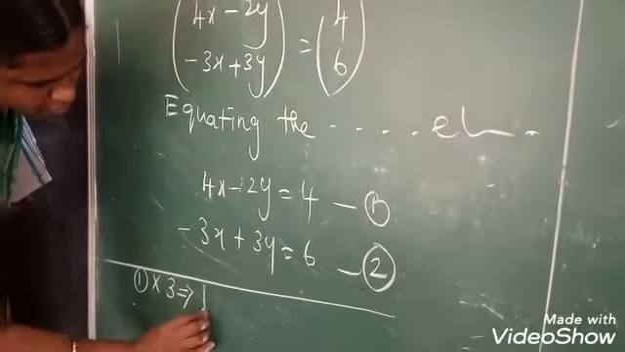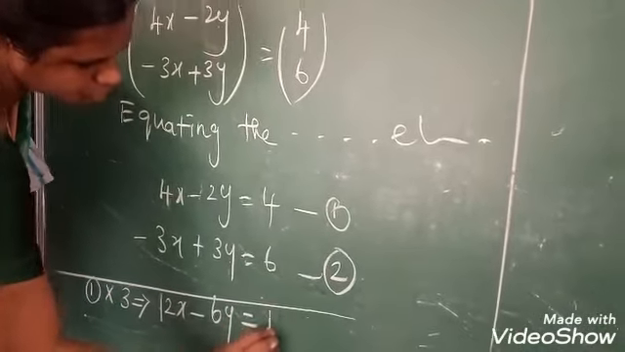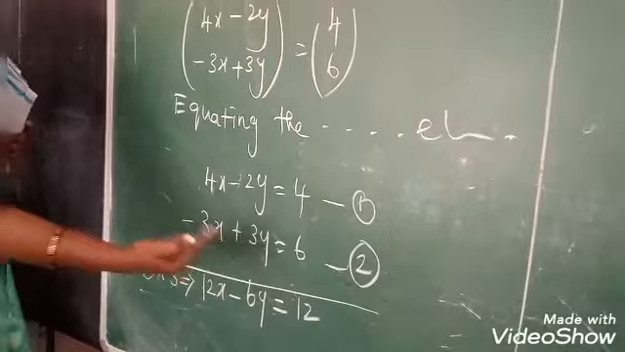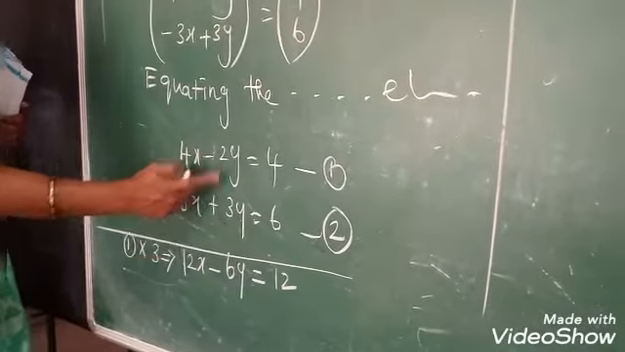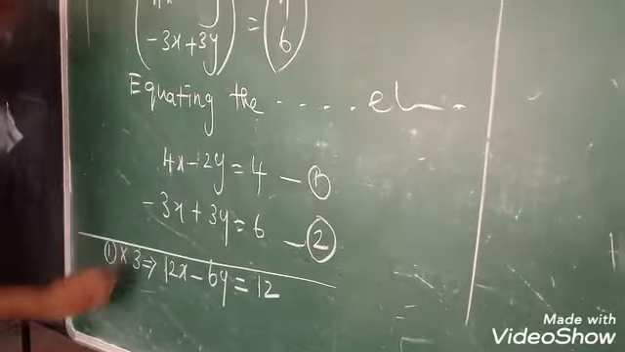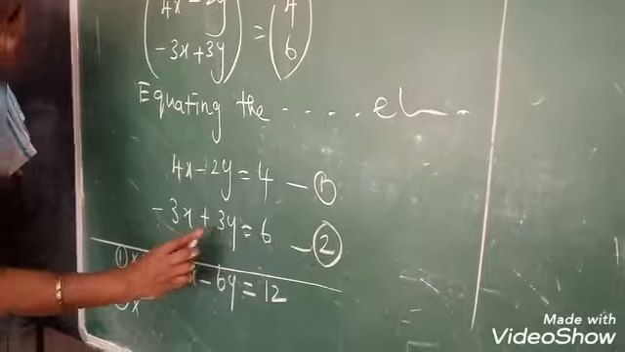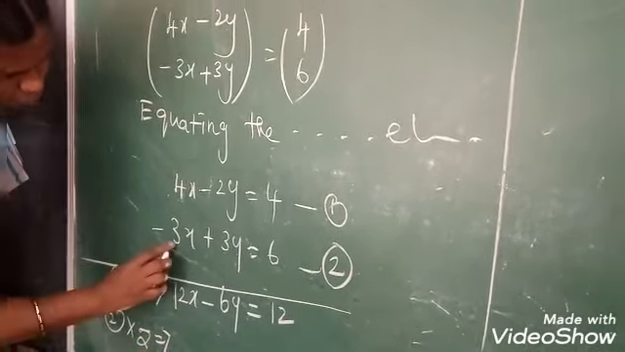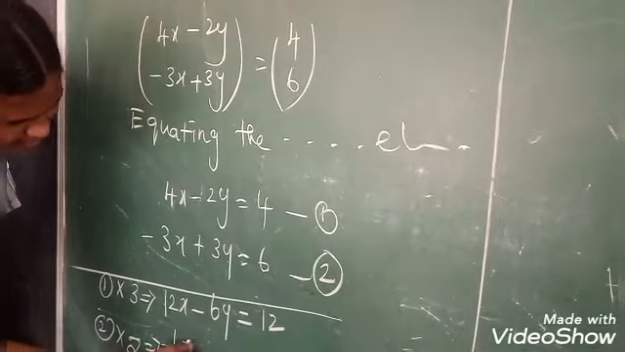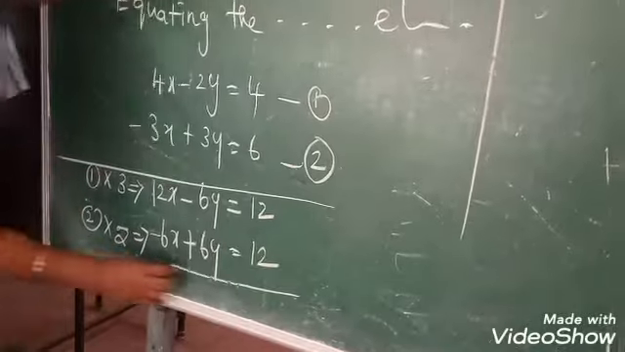4 into 3, how much? 12x minus 6y is equal to 12. The left hand side as well as the right hand side I multiplied by 3 in the first equation because I need 6y, then only we will get cancellation. Here the second equation multiplied by 2, then only you will get 6y. Okay girls, so multiplied by 2. So what is that here? Minus 6x plus 6y is equal to 12.